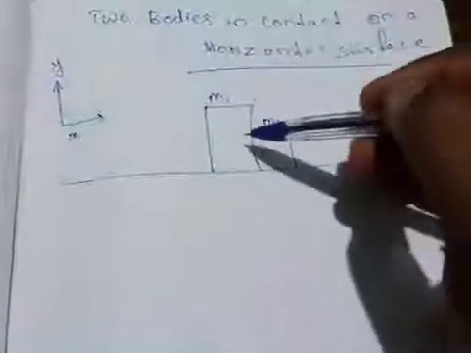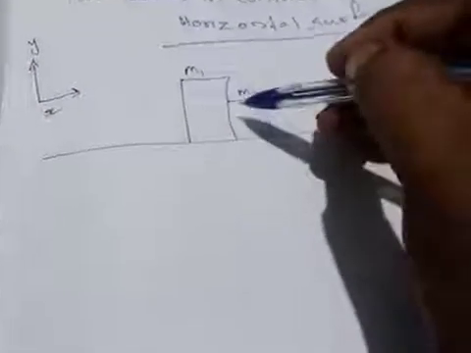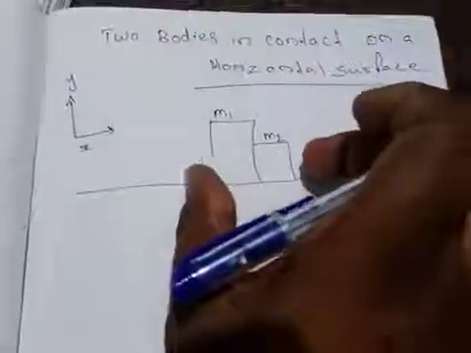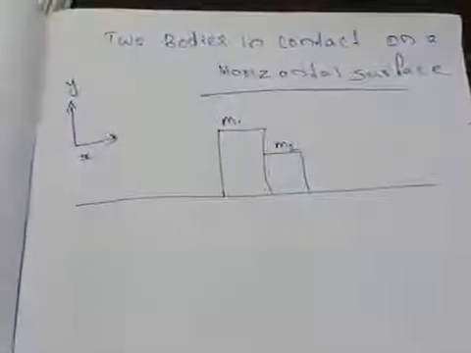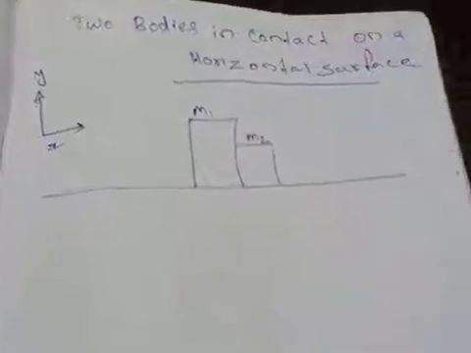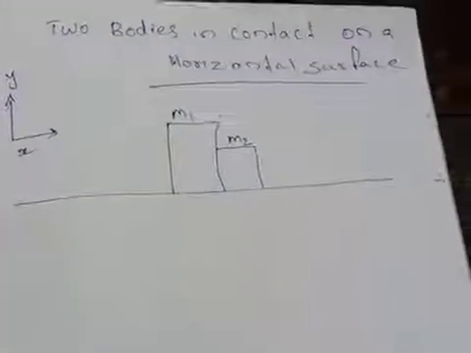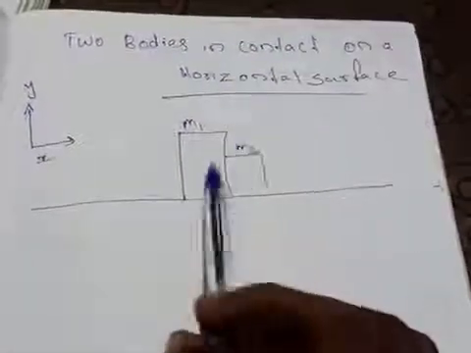And today let us see how these two masses of a body, m1 and m2, having different mass and kept in contact, will move on a horizontal surface when we apply a force. That is, two bodies in contact on a horizontal surface. You can see two objects of mass m1 and m2, and here mass m1 is greater than m2.